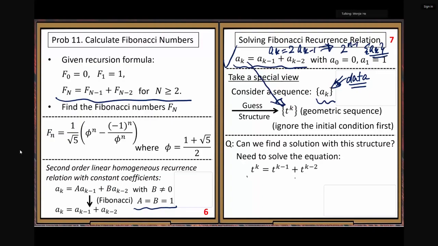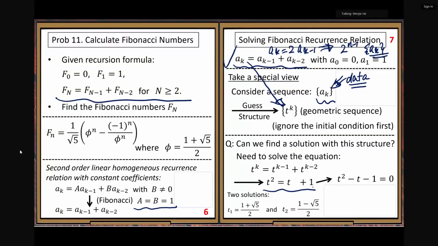Can we solve this equation if we plug in? If we plug in, we get this equation. We just solve it. After simplification, the equation becomes t squared equals t plus 1. We are familiar with this equation. It's a quadratic with two possible solutions. We solve this quadratic equation. There are two solutions. First, t1 equals 1 plus root 5 over 2, the golden ratio. The other one, t2, equals 1 minus root 5 over 2.